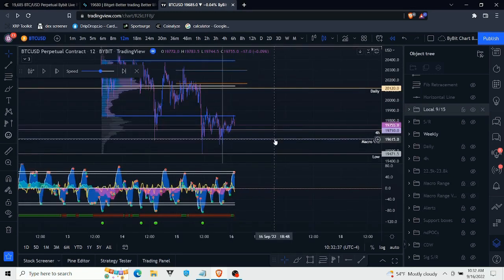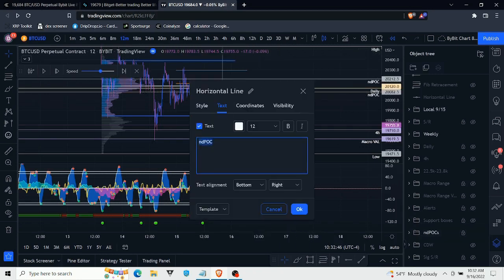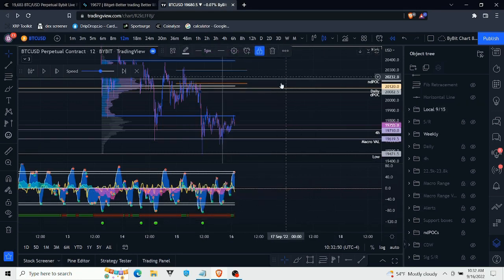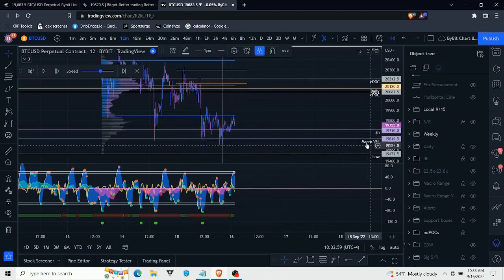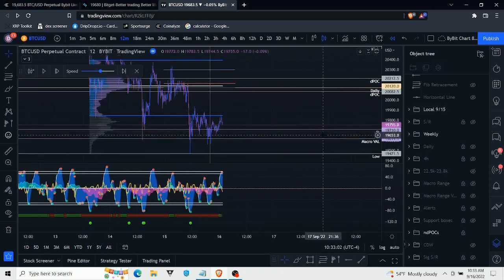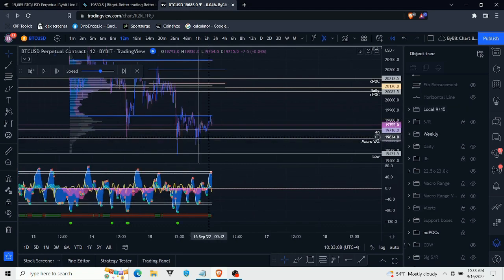You can also mark out levels like NDPOCs if these fall in your range, but these are actually now just DPOCs, right? Because they've already been hit, so I can change those. But I might want to mark these out as well because they could be significant. You'll also see down here I marked out the macro value area low. This is from the summer range, the one that we've been trading in since July. So this is also a very significant level.